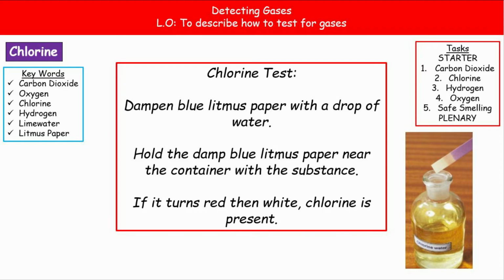If you don't dampen the blue litmus paper first, it doesn't work, because obviously you can't dissolve the chlorine in non-damp litmus paper. So the water is essential for allowing the chlorine to dissolve to make that acidic substance we can test for. So jot those points down on how we test for chlorine.